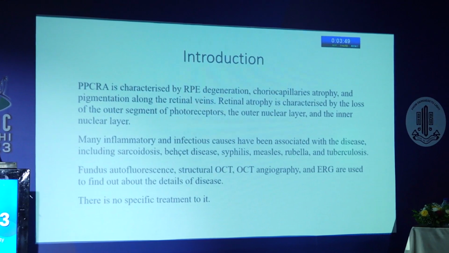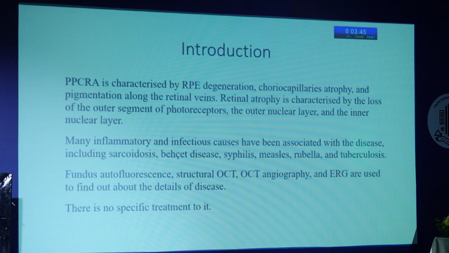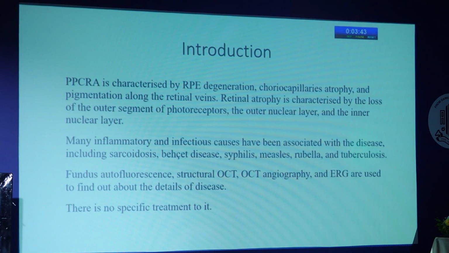Introduction. PPCRA is characterized by RPE degeneration, chorioretinal atrophy, and pigmentation along the retinal veins. The retinal atrophy is characterized by the loss of the outer segment of photoreceptors, outer nuclear layer, and inner nuclear layer. Though the etiology is not known, many inflammatory and infectious causes have been associated with the disease, including sarcoidosis, Behçet disease, syphilis, measles, rubella, and tuberculosis.